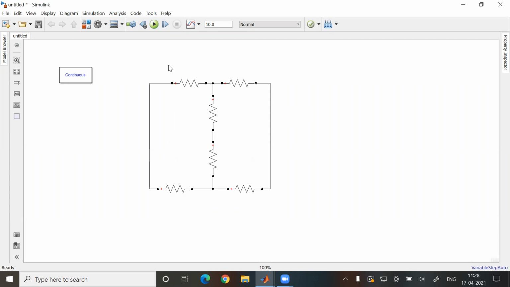This selected one is your one two-port network, that is your T network, and this is also another two-port network of the same value, 1 kilo ohm. Okay, now what other things do we have to connect? We have to connect your voltage source.